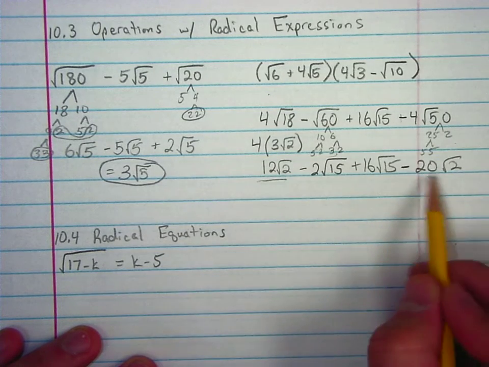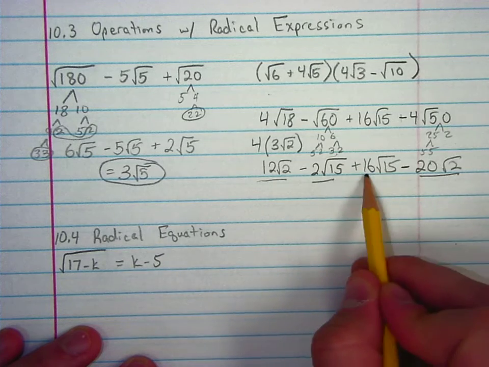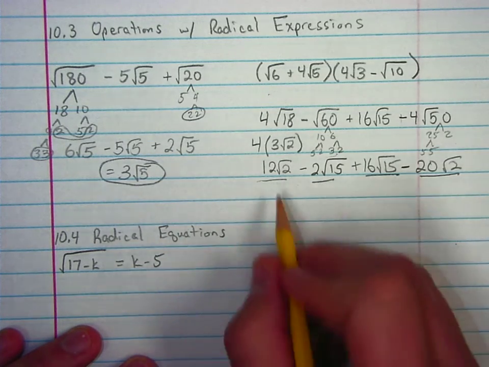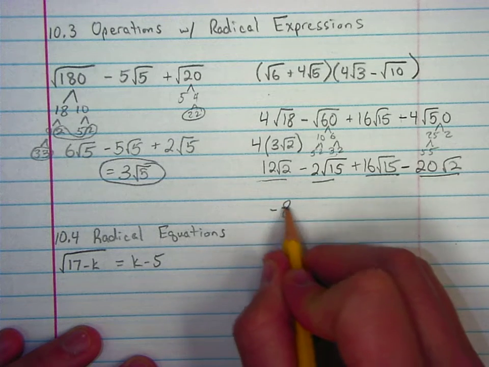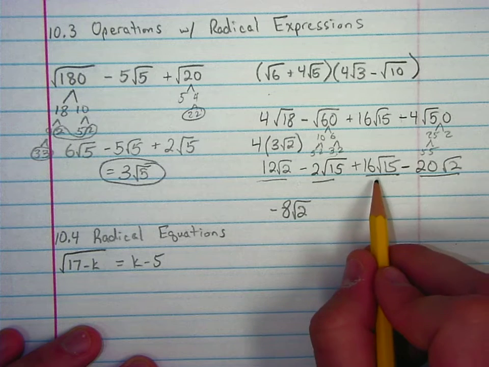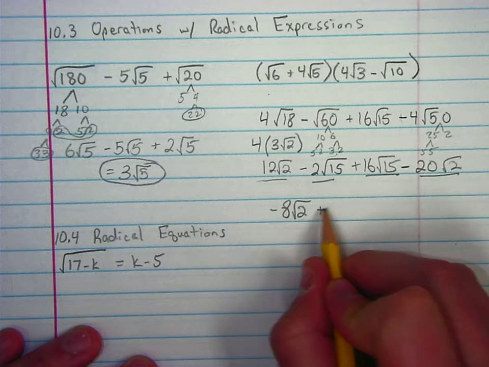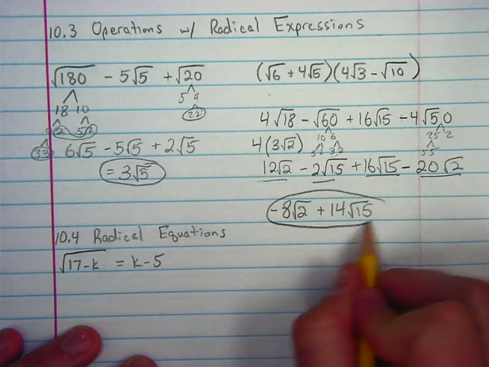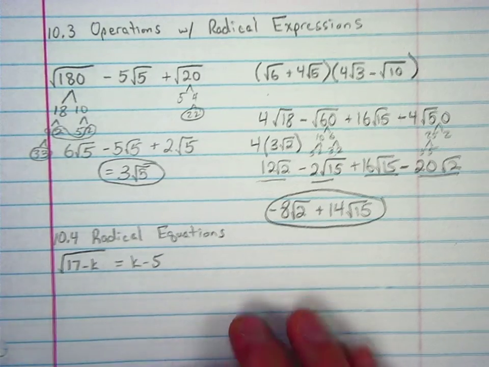Now I have like terms here and like terms here. Alright, so 12 square root of 2 minus 20 square root of 2 is negative 8 square root of 2. And then negative 2 square root of 15 plus 16 square root of 15 is 14 square root of 15. And that's your answer. Alright, perfect.